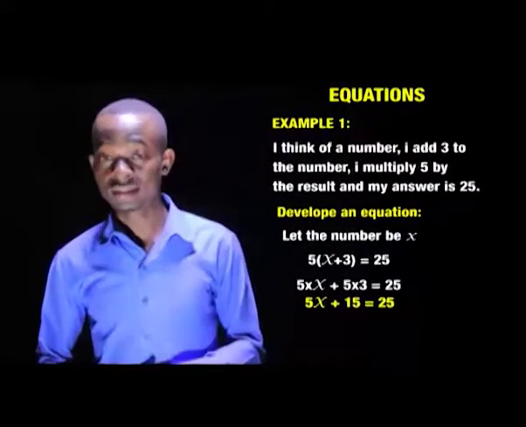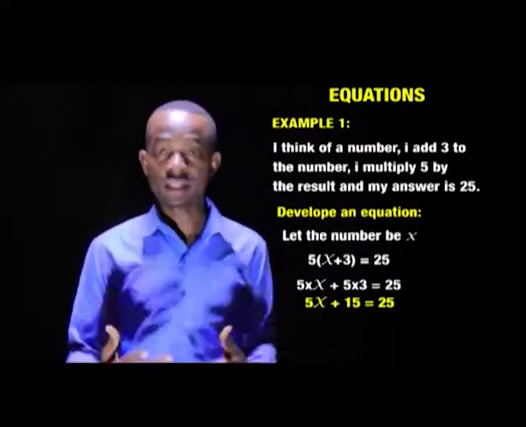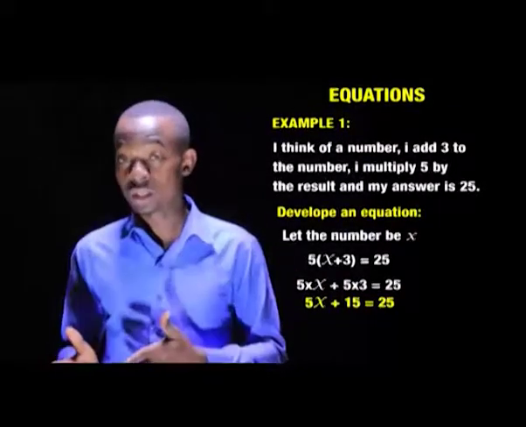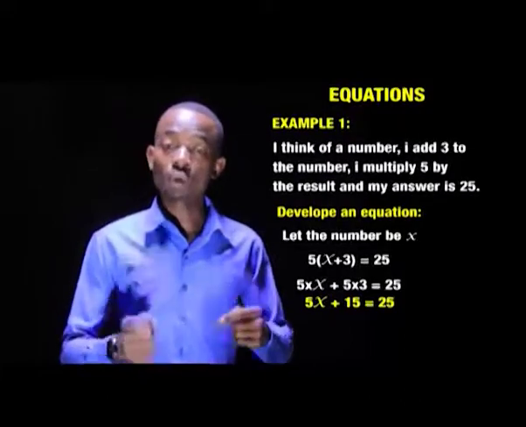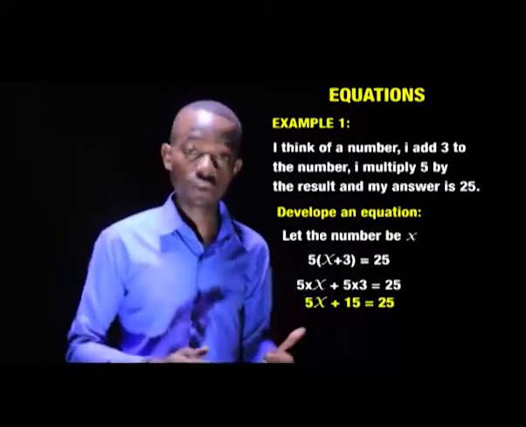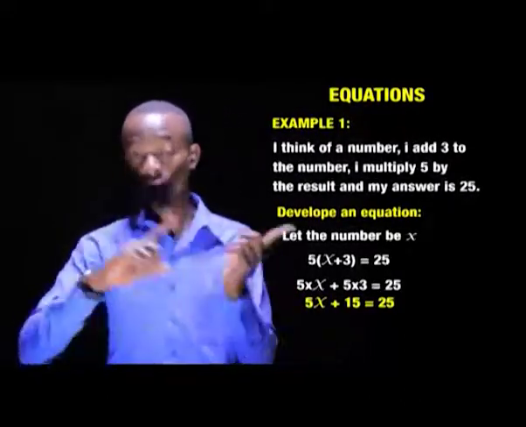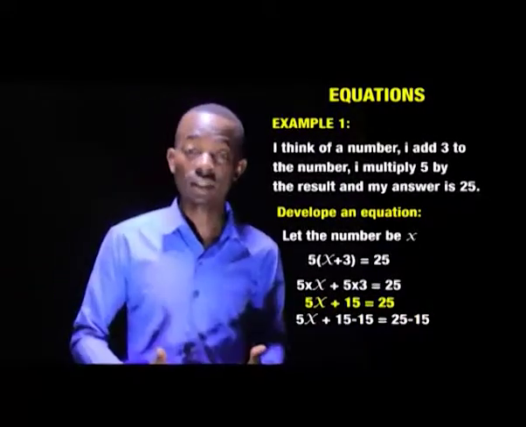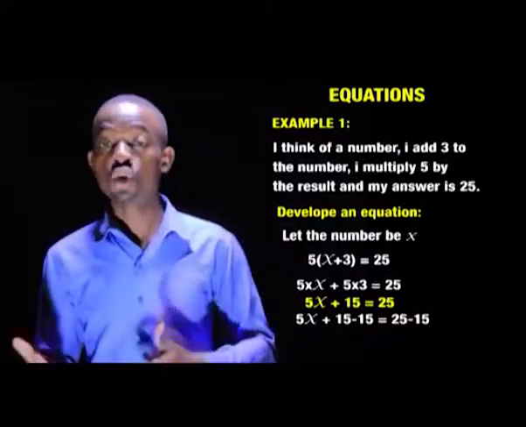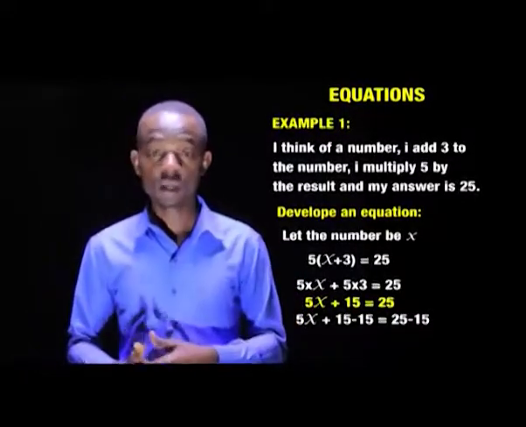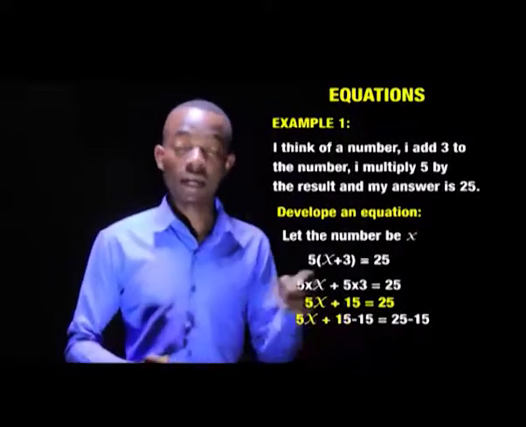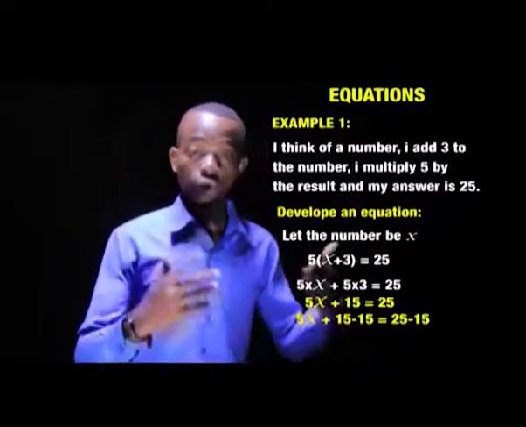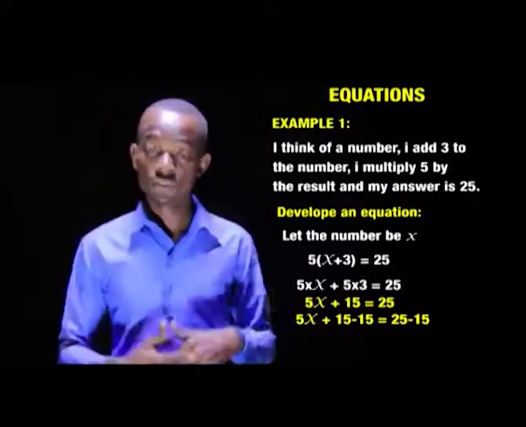So after I've done that, I collect like terms together. In other words, I collect the unknowns on one side and I also put the known ones on one side. So that means that I'm going to transfer my 15, which is on the left hand side, to the right hand side. In other words, I'm going to make it cross the equal sign. And how do I do that? I subtract 15 on both sides of the equal sign. So I'm going to have 5x + 15 - 15 = 25 - 15.